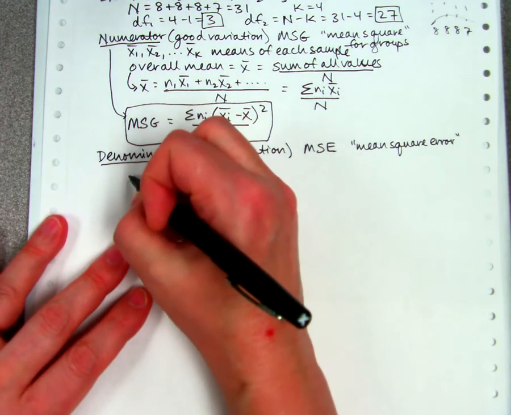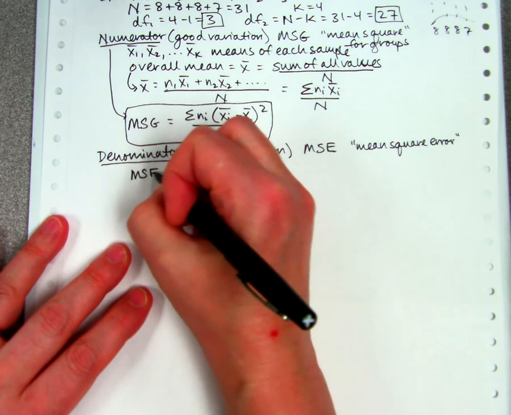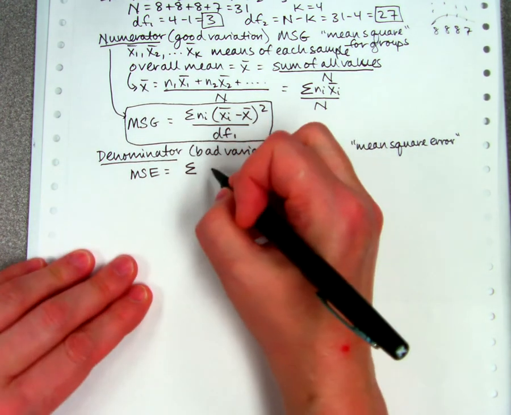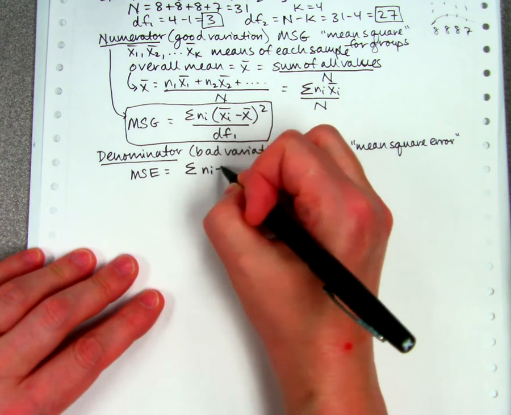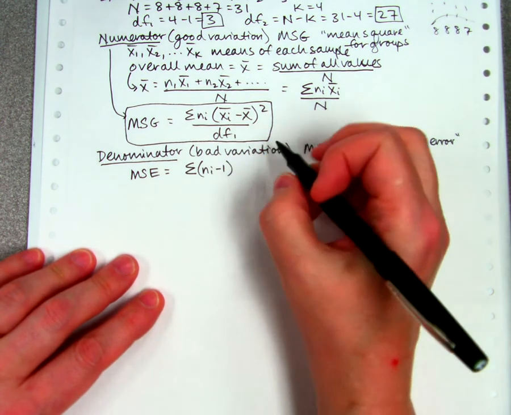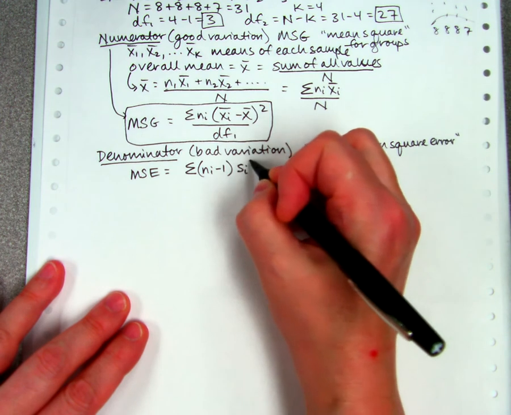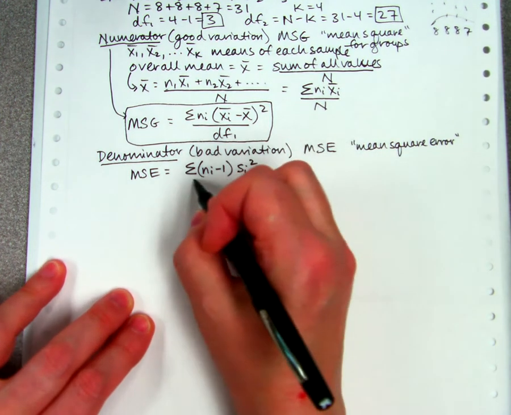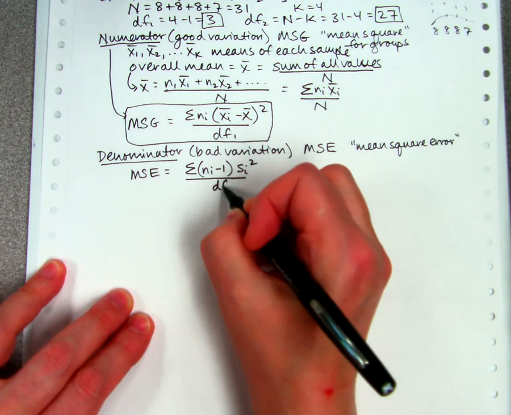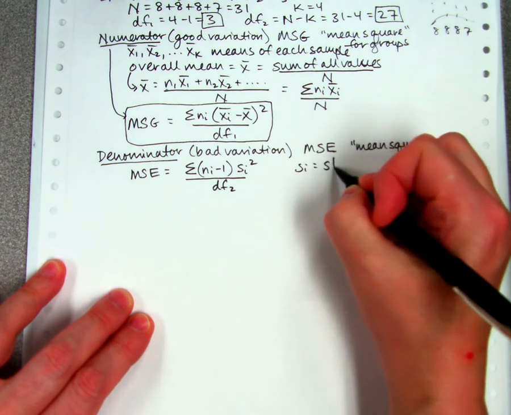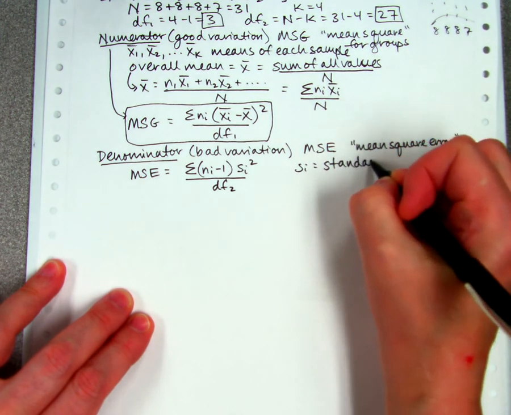So I'm just going to go straight to the MSE formula. I don't have to do any introduction to that. It is the sum of, you do ni minus 1, I don't have a good reason for that, I'm sorry, times the standard deviation of each group squared, and divide by dfe. si is the standard deviation of each sample.